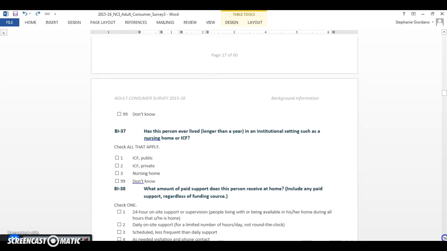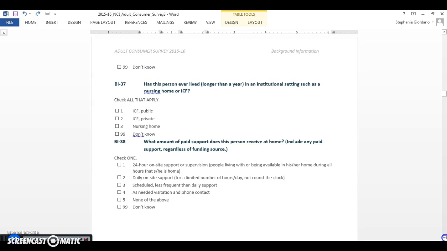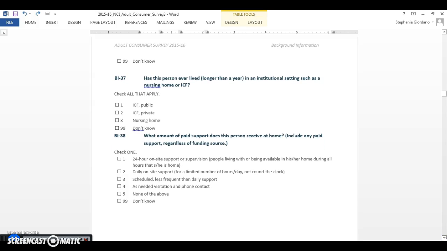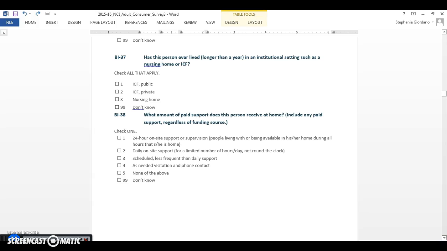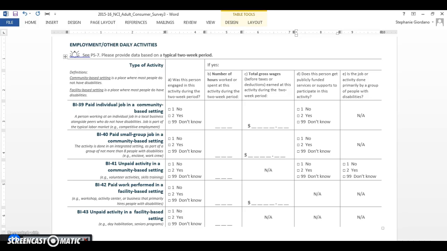Question BI 37 is new this year. We ask whether the person has ever lived longer than a year in an institutional setting, such as a nursing home or ICF. For this question, we are looking for a continuous year of stay in one of those setting types. We also ask how much paid support the person receives at home.